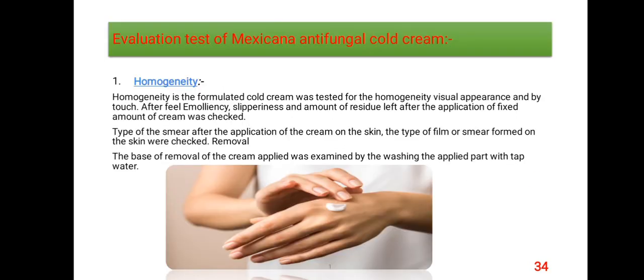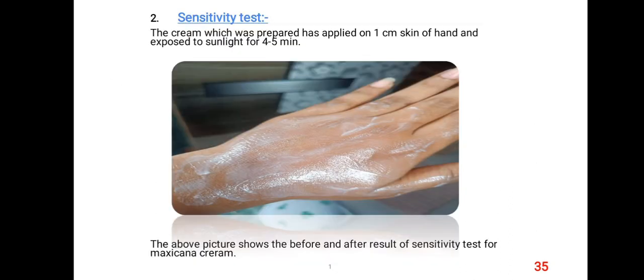After the pre-formulation study, we did evaluation tests of the Mexicana antifungal cold cream. First, we did homogeneity. The formulated cold cream was tested for homogeneity, visual appearance, and by touch. After the feel, emulsion, slipperiness, and the amount of residue left after application of a fixed amount of cream were checked. Type of smear: after the application of the cream on the skin, the type of film or smear formed on the skin was checked. Removal: the ease of removal of the applied cream was examined by washing the applied part with tap water.